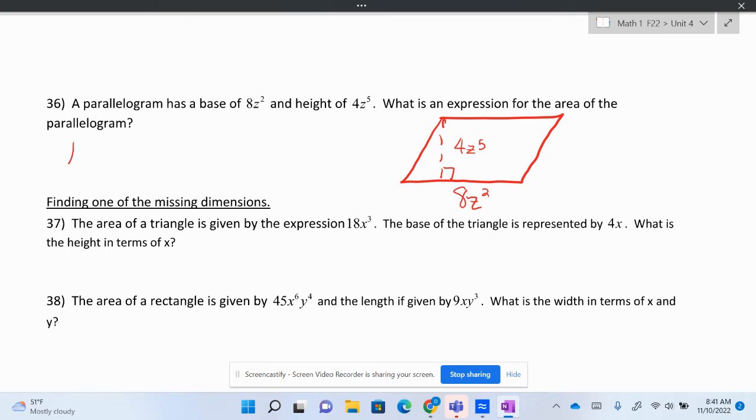Well, remember that the area of a parallelogram is just base times height. So that means I'm going to take 8z squared times 4z to the 5th.